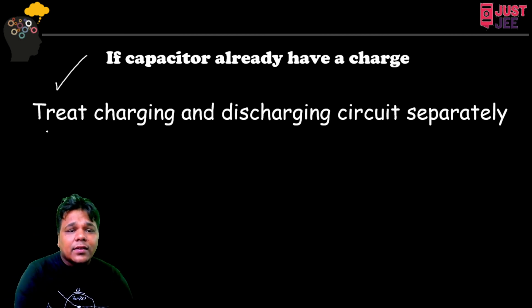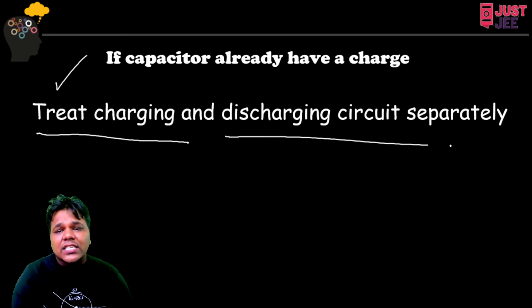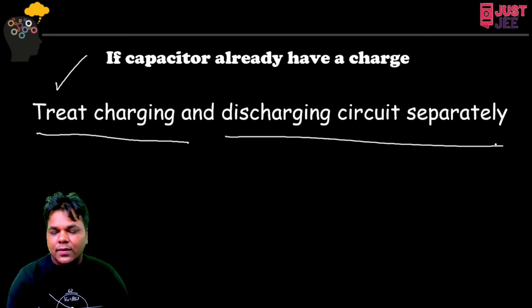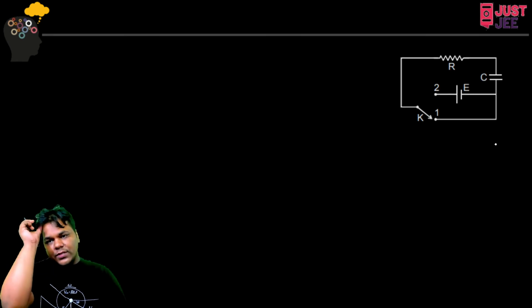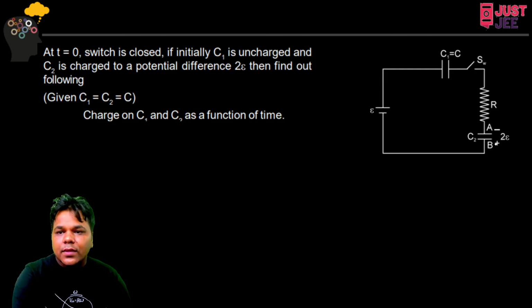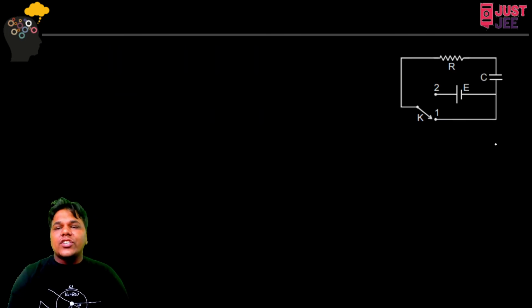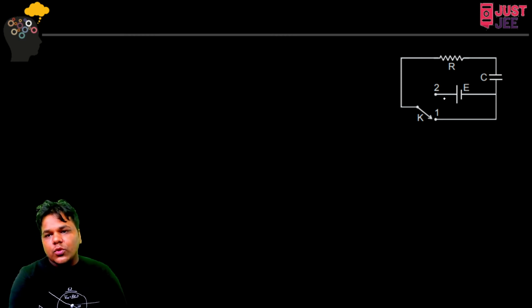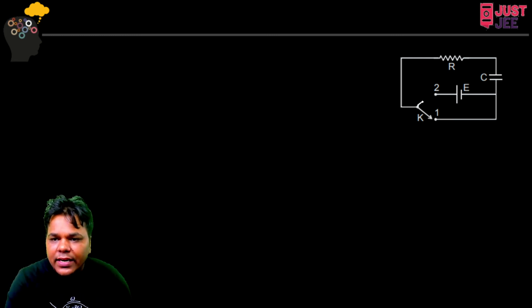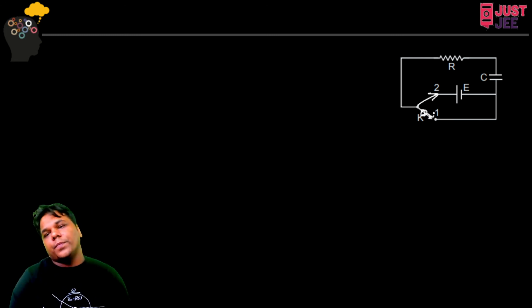We need to treat the charging and discharging circuits separately. That's the only shortcut. For example, in this question, what is the question? Let me see. Yeah. Initially, this switch is at, let's say, okay, we have something in our mind. Initially, let's say this switch is S2.